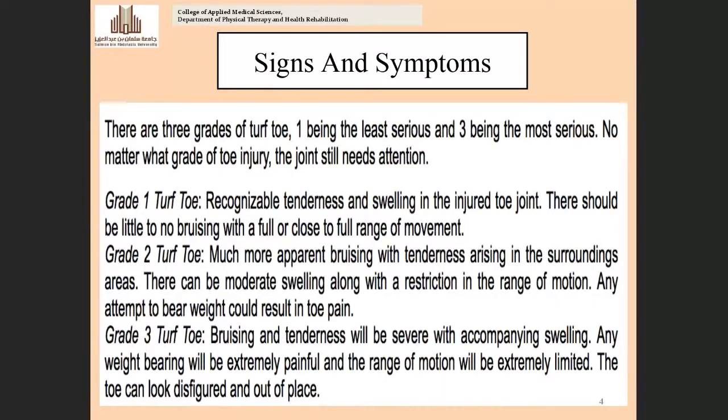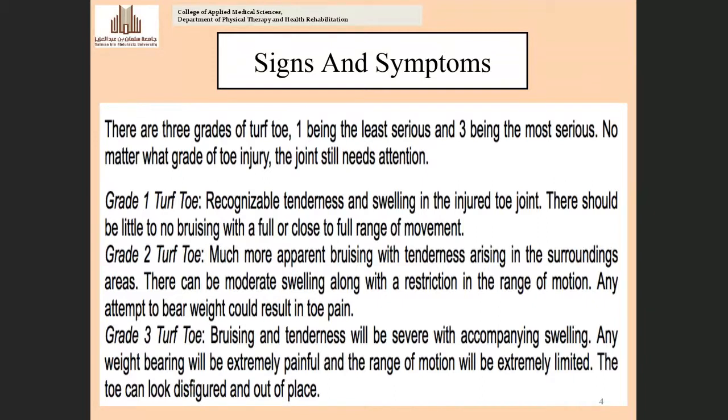So what you can see in grade 1 is a slight tenderness and swelling, right? If you press that area around the joint, you can find a slight tenderness. When you go for the observation, you can find a slight swelling. But there will not be any rupture of the blood vessels, so there is little or no bruising. But the person might have the full range of movement.